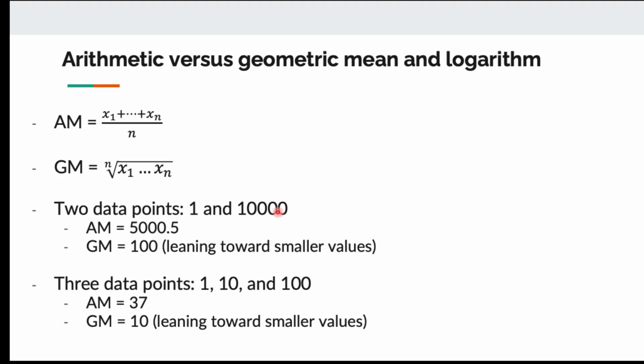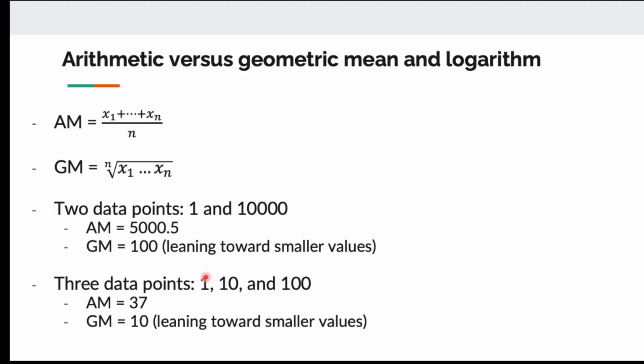Let's say you have two data points, 1 and 10,000, very far apart. Arithmetic mean is going to give you right in the middle, 5,000. Geometric mean, you multiply these two together and take the square root, and you're going to get 100. So it's going to be leaning toward the smaller value.